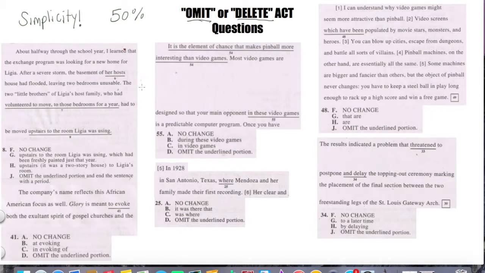So we're going to take a look at a few. And just to be clear, we're not going to answer the questions necessarily. We're just going to figure out if the answer is omit or not. We can leave figuring out the answers to you as an exercise you can do on your own.